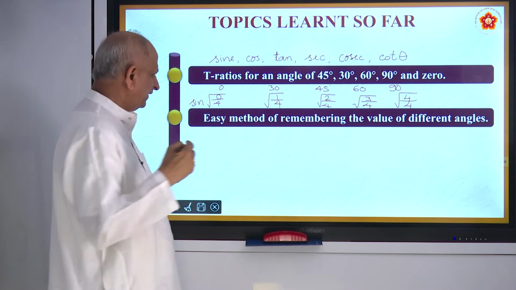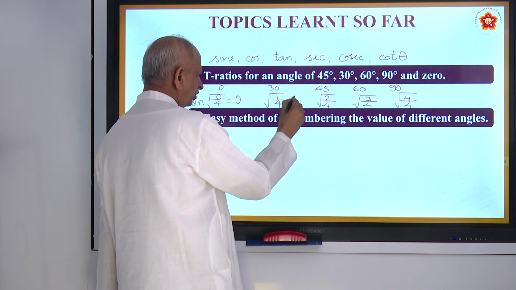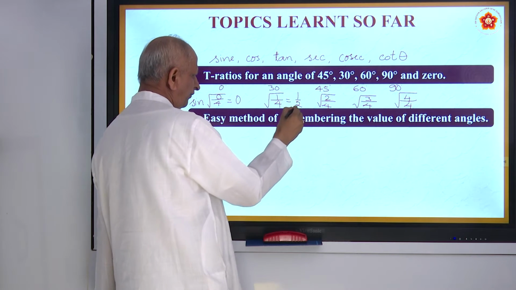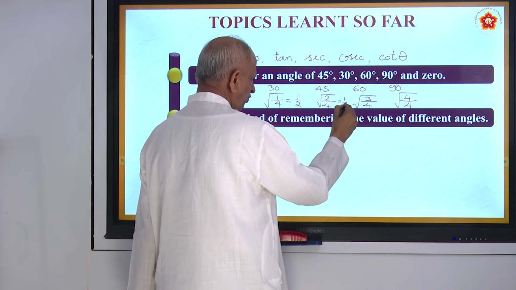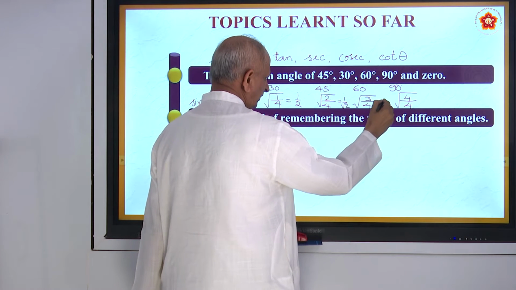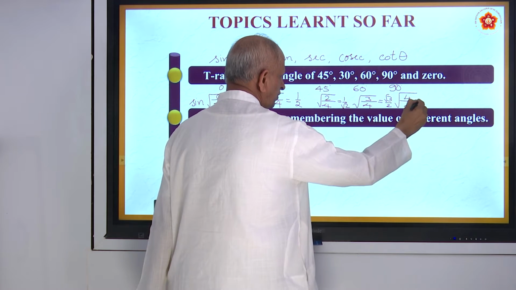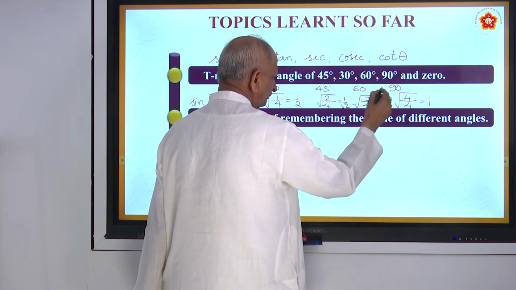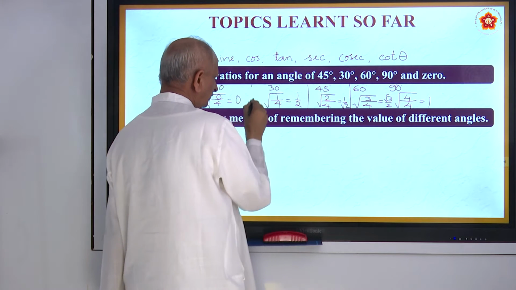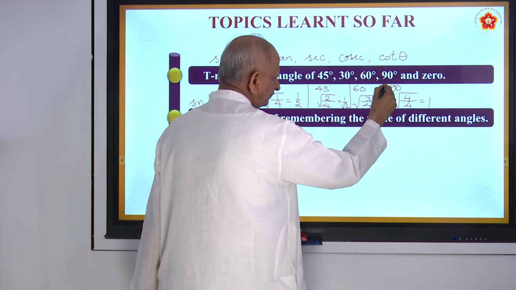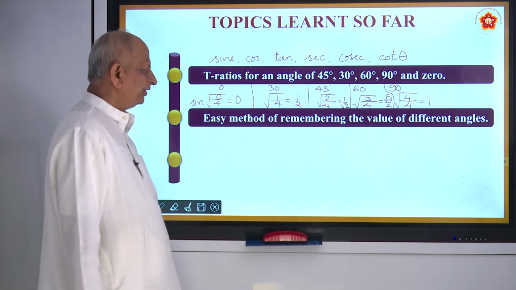Now you just find the value of 0 by 4. That is 0. Root of 1 by 4 is half. Root of 2 by 4 is 1 by root 2. Root of 3 by 4 is root 3 by 2. That is 1. So these are the different values of the angles.